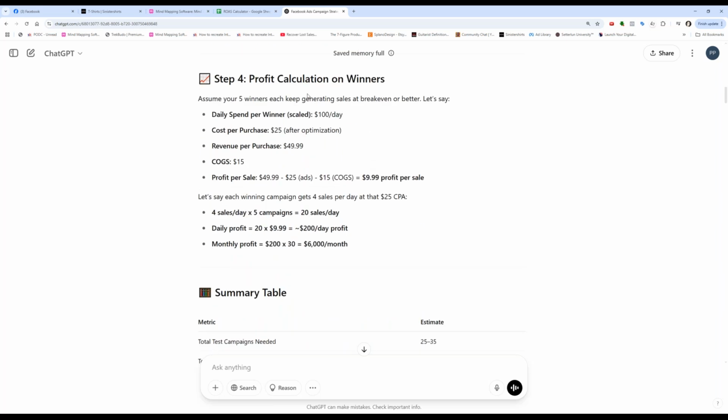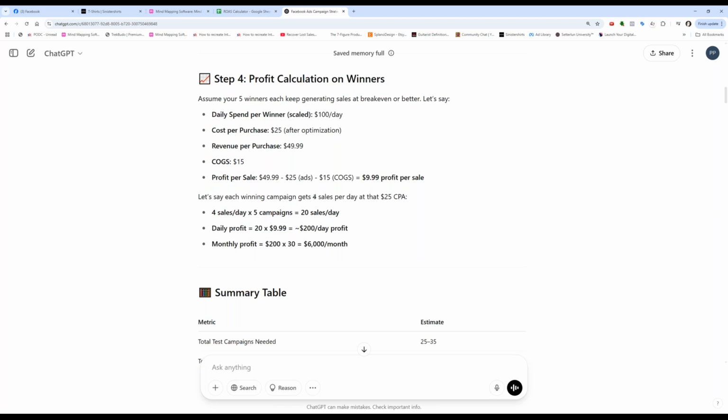Step 4, profit calculation on the winners. Assume your 5 winners each keep generating sales at break even or better. Let's say the daily spend per winner scaled is $100 per day. So now they're telling me, you started at 25, you're going to go up to 100, right? Because you're making money. Nothing wrong with that. Cost per purchase, $25, revenue, $50, cost of goods sold, $15, profit is basically $10 per sale.